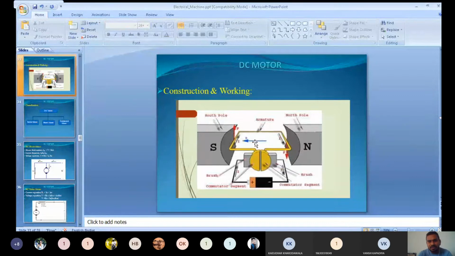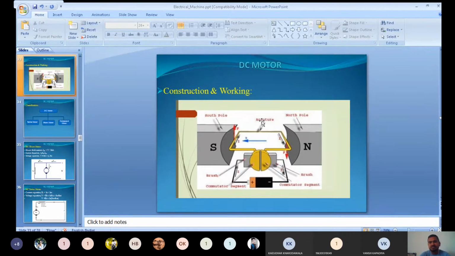Now according to our principle, whenever a current carrying conductor is placed in a magnetic field, here the magnetic field coming from the N pole and going towards the S pole, we place one current carrying conductor in this magnetic field. That means current is flowing in this conductor. Whenever this current carrying conductor is placed in a magnetic field, it experiences a force, and due to this force, the conductor starts to rotate. So this is one conductor.